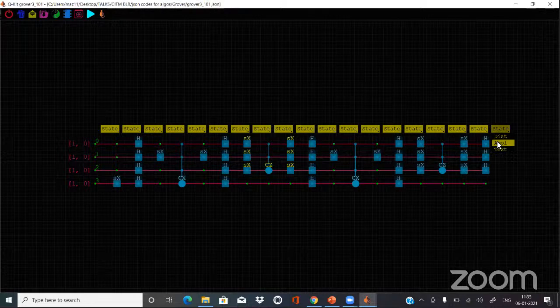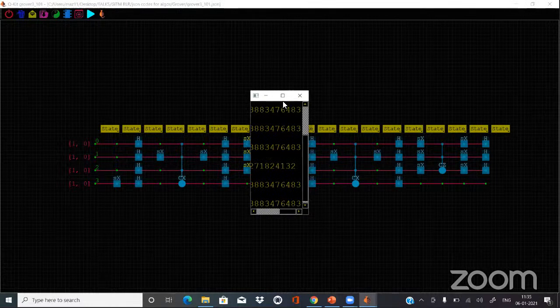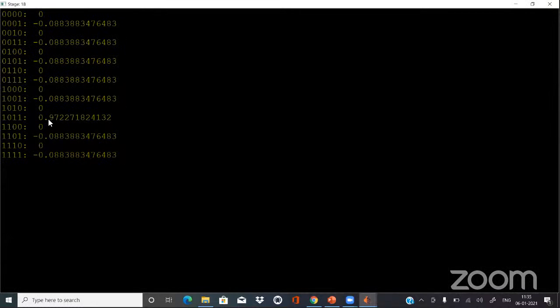So here, we have seen the amplitude. If we see the text data, what is the probability and amplitudes of this, then we can see here. This is the amplitude of the desired state. So from the left, 101. So what is the amplitude? 0.9722. Okay, sir.